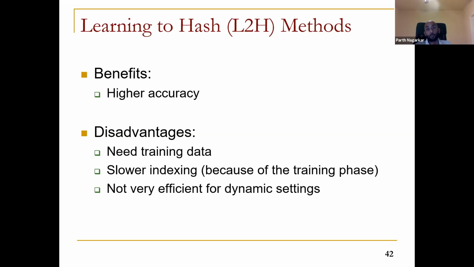So what if you don't have training data available? What do you do? That's, I guess, a problem with all machine learning techniques. And obviously the indexing is slower because you have to have the training phase and then index the data. And most importantly, it's not very efficient for dynamic settings. What happens if your data distribution changes? Then obviously your hash functions may change. Then you'll have to re-index the entire data set. So there is always a trade-off in these nearest neighbor techniques.